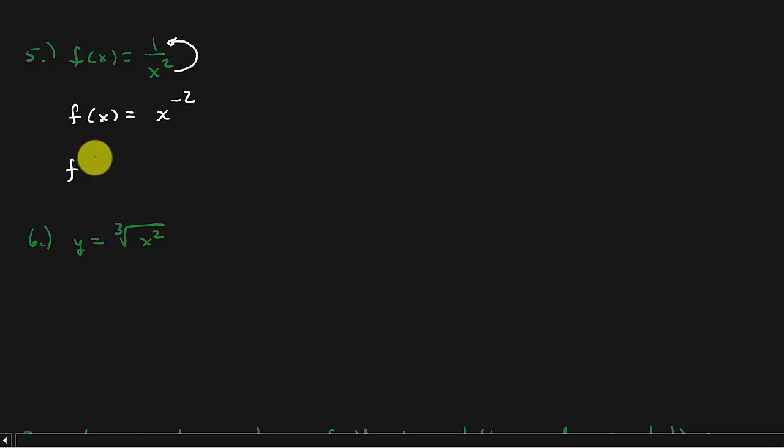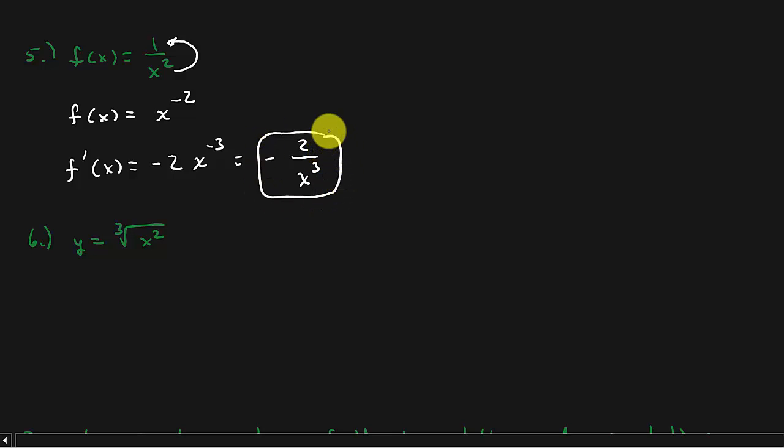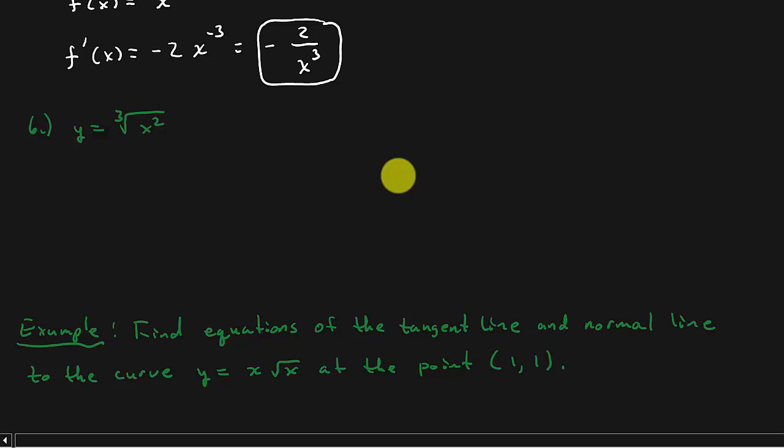So now we can take the derivative because I have x to a power. The exponent comes down, that's -2, and then subtract 1 from the exponent. -2 minus 1 is -3. And so this is going to give me -2 over x cubed. And there's your answer. All right, let's look at the next one.